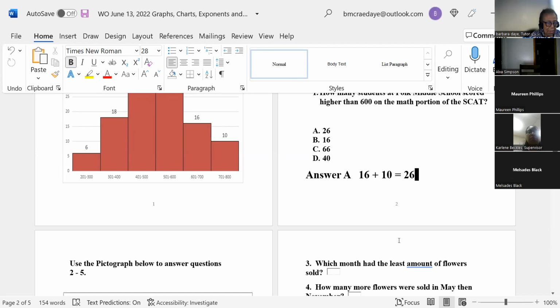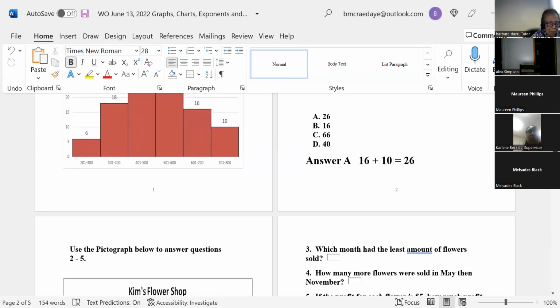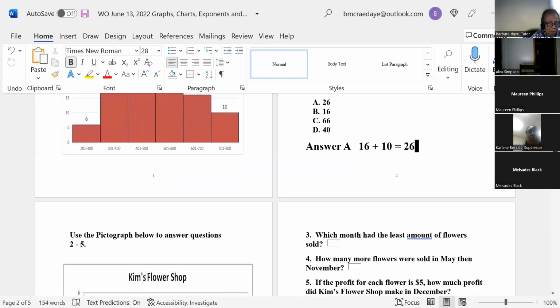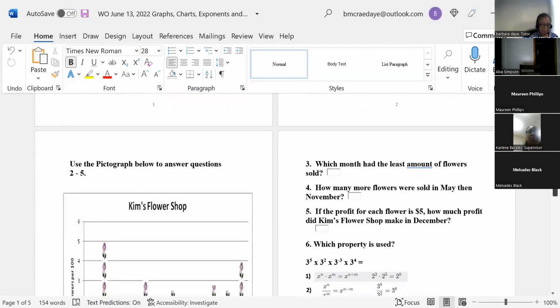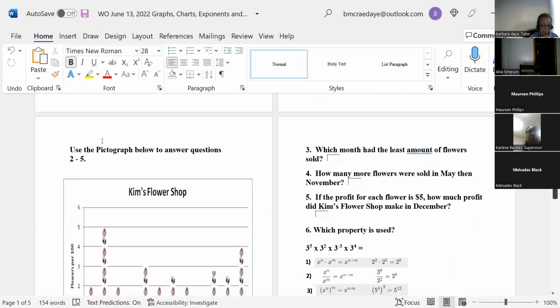Now, a pictograph, what is a pictograph, Mercedes? I think a pictograph is a graph that's showing pictures or colors of objects. Well, it doesn't have to be colors, but it must have pictures. Pictures are representing items in the graph. That's why it's called a pictograph.